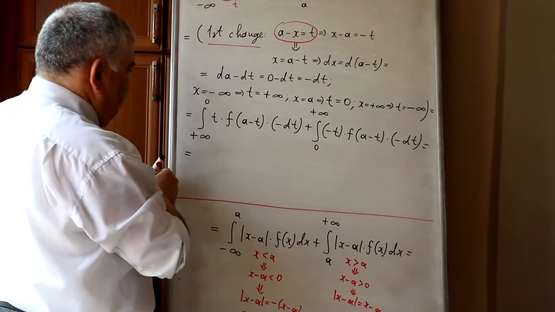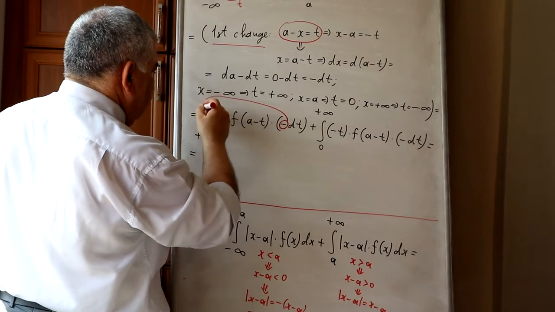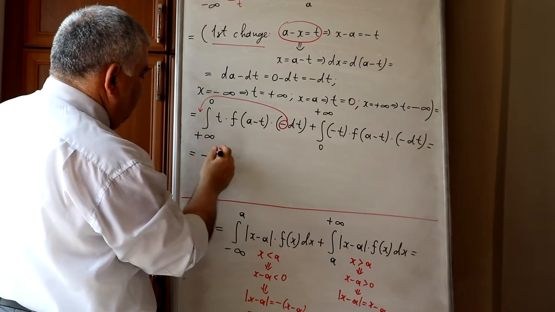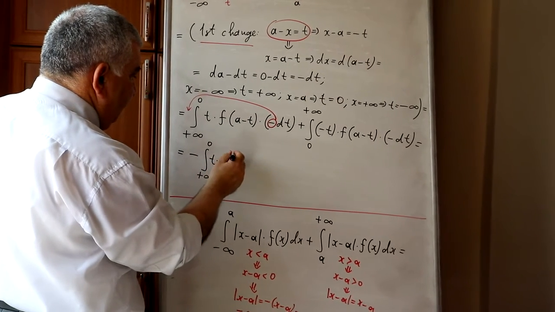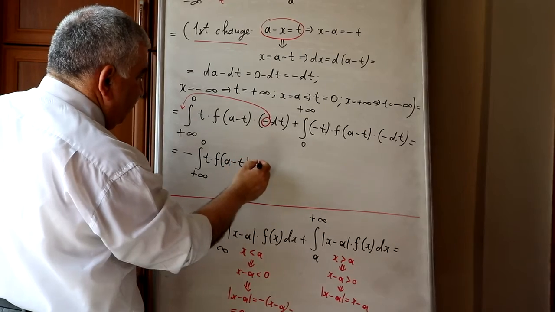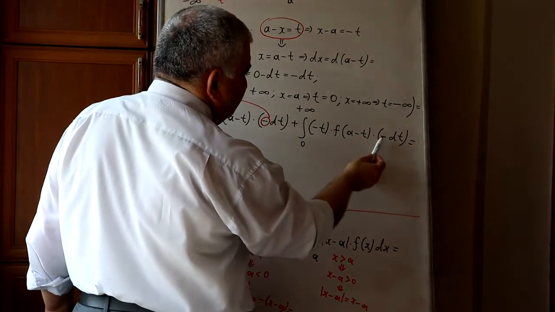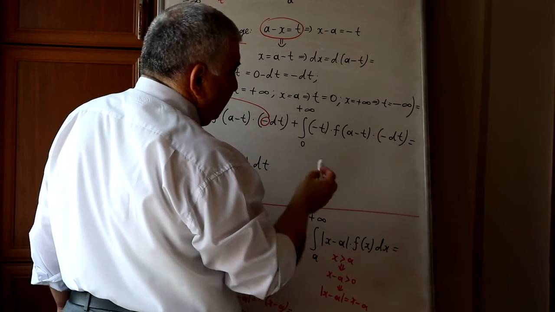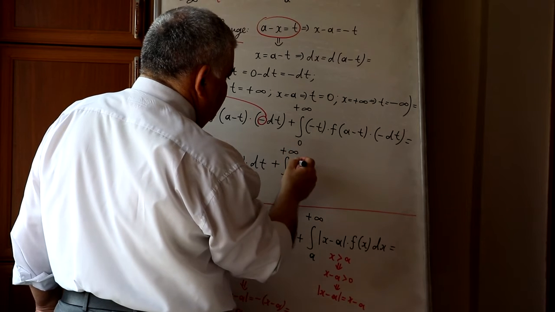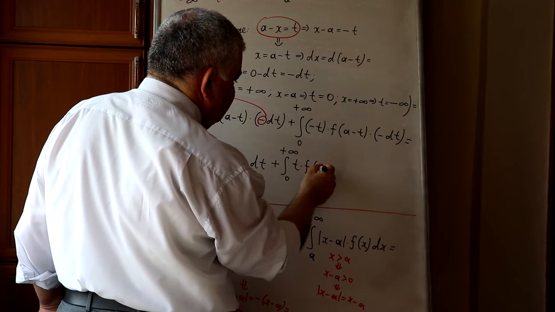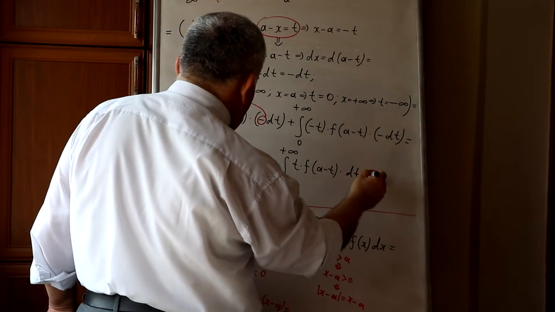Here we can take the negative sign out of the integral symbol. Then we'll obtain minus integral from plus infinity to 0 of t multiplied by f of a minus t multiplied by dt. Then minus, negative sign multiplied by negative sign will be the positive sign, plus integral from 0 to plus infinity of t multiplied by f of a minus t multiplied by dt. Continue.